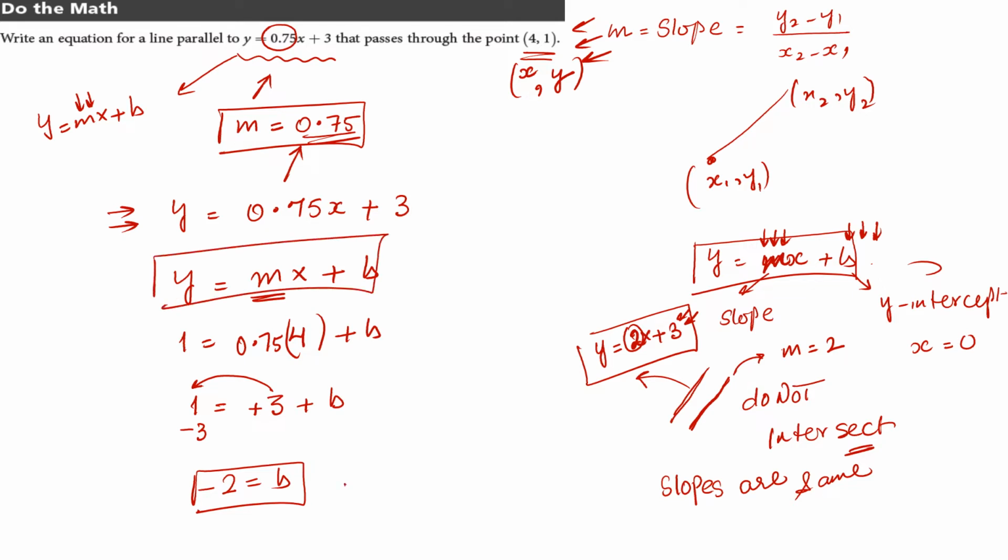So you will get y equals 0.75x. Rather than plus b, you will have minus 2. So you will write minus 2. This is the equation of our line that is parallel to the line y equals 0.75x plus 3.